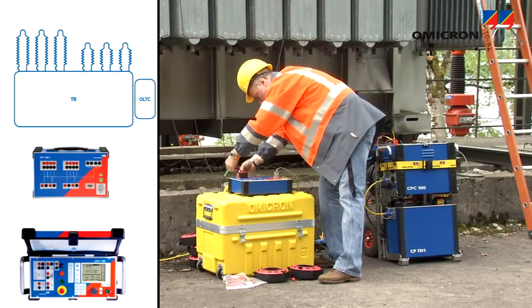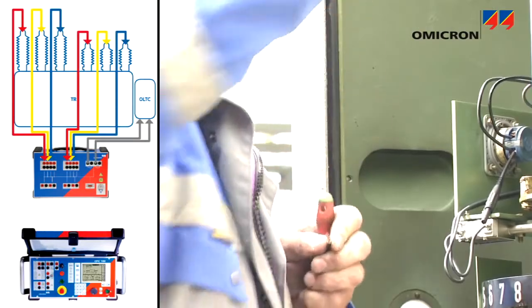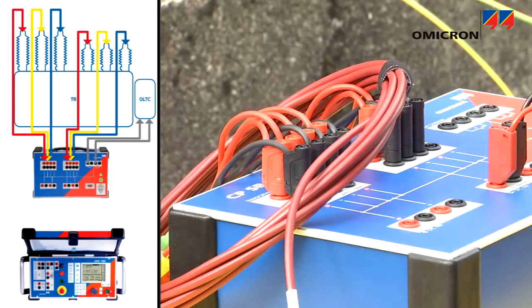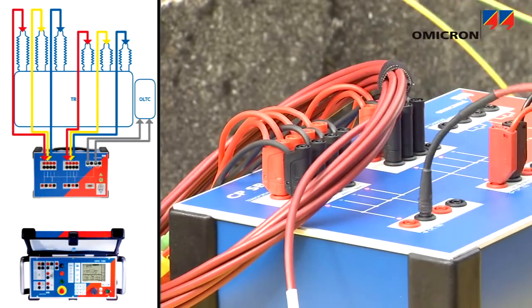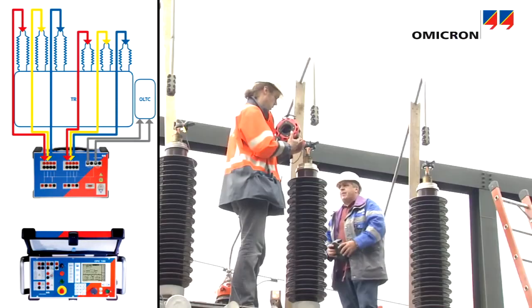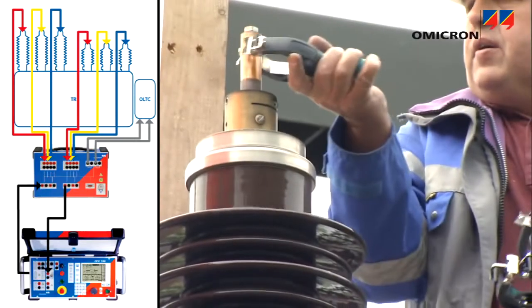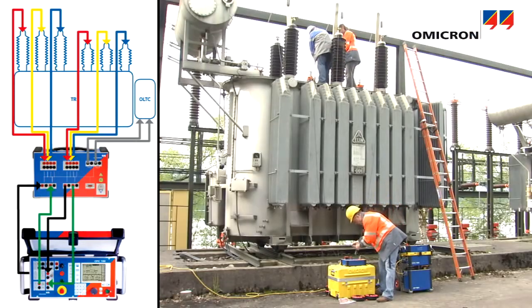The switchbox is wired to all three phases of the transformer, as well as to the tap changer's up and down commands. The CPC's outputs and measurement inputs are connected to the switchbox. Test connections are only made once. With the same cabling, both ratio and resistance measurements are performed one after another automatically, making measurements faster and safer.